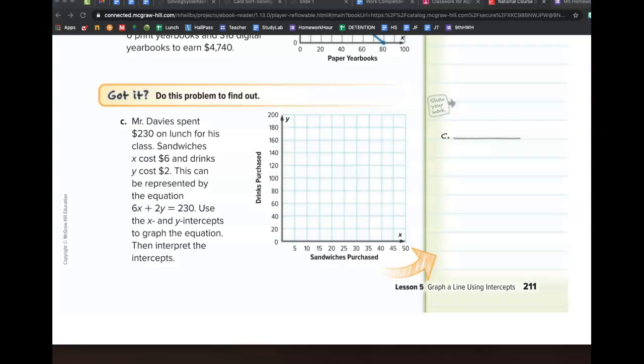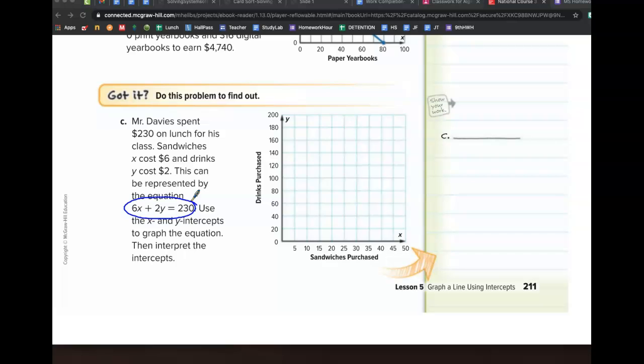So for Got It C, it says, Mr. Davis spent $230 on lunch for his class. Sandwiches x cost $6, and drinks y cost $2. This can be represented by the equation 6x plus 2y equals 230. We have to use the x and y intercepts to graph the equation.